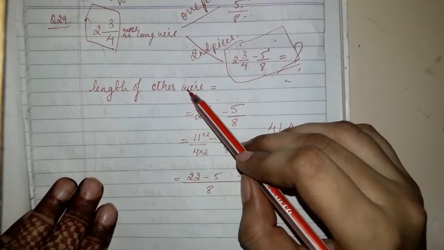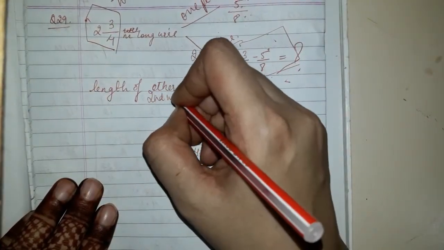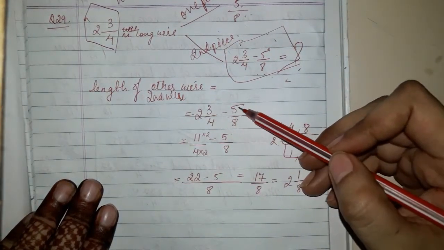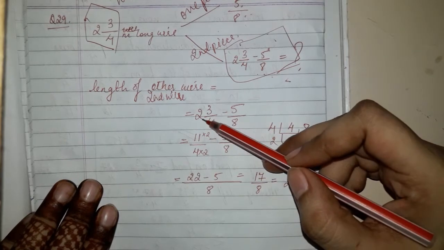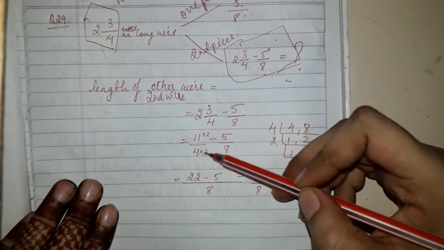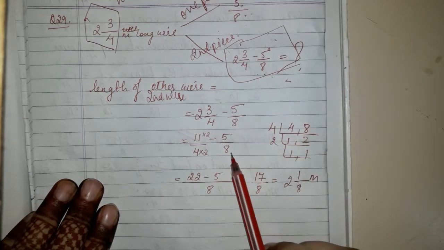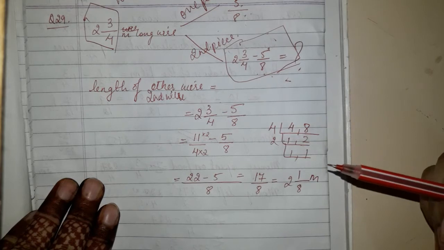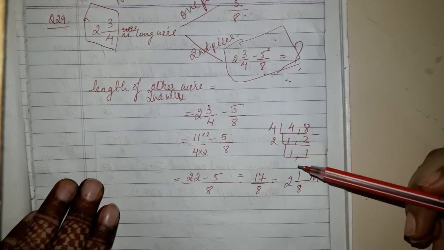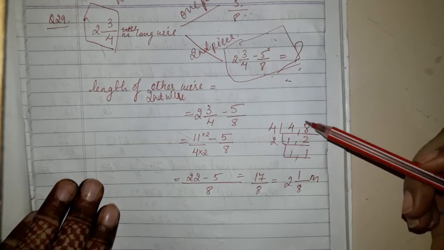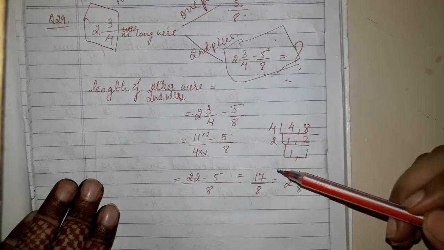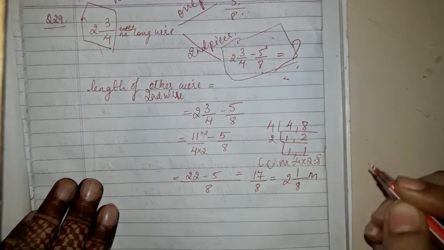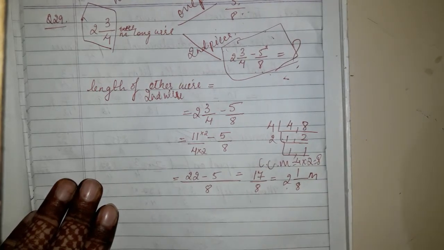So the length of the other wire, or we can say the second wire, will be 3 3/4 minus 5/8. So 4 twos are 8 plus 3, 11. 11 by 4 minus 5 upon 8. So take out the LCM. LCM is very important. I will be cutting marks if you do it directly. So please understand and learn how to take out the LCM. And 4 into 2 will give you what? The LCM will be 4 into 2, that is 8. So this is the answer.